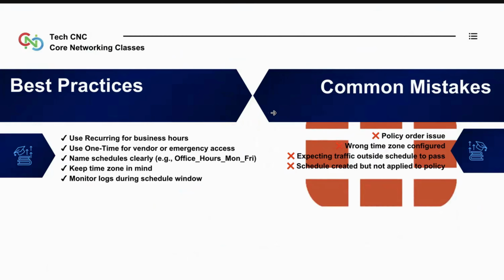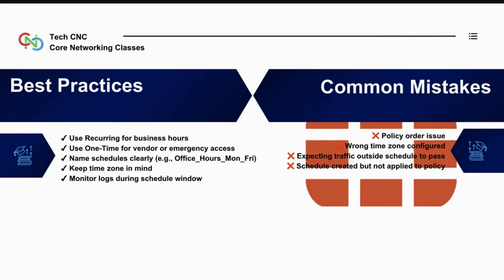Now, the best practices and the common mistakes that we make, right? Use recurring for business hours, definitely. Use one-time for vendor and emergency access, as we have discussed. Name schedules clearly, like office hours, Monday to Friday. Right now we just use names like testing, so make it a very readable, usable name. Keep the time zone in mind, and make sure it is correct. Otherwise we configure as per our time zone while the device has a different time zone. Monitor logs during the schedule window. So we can also monitor those things, right?